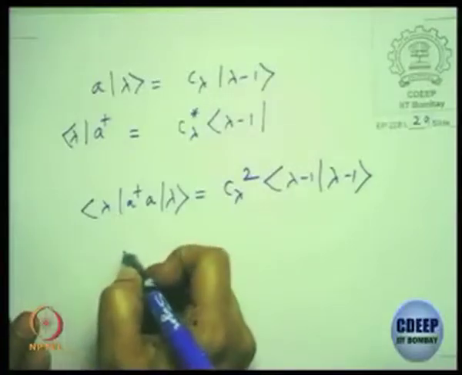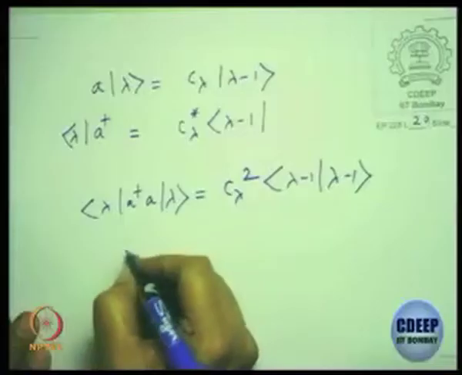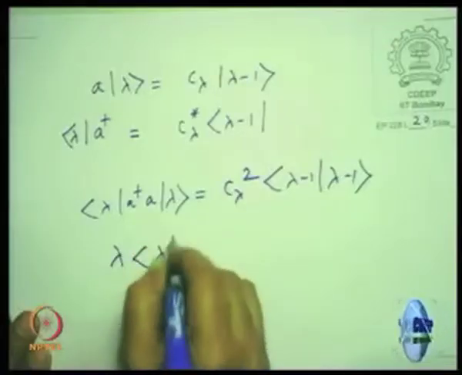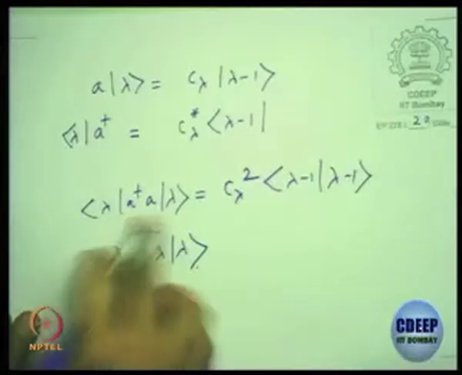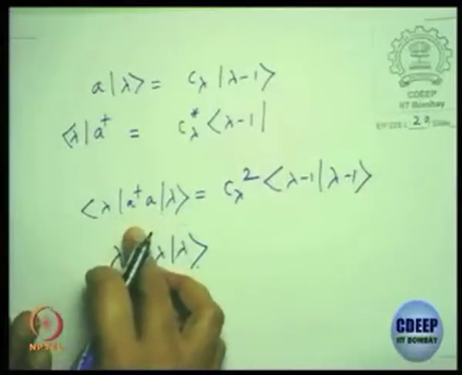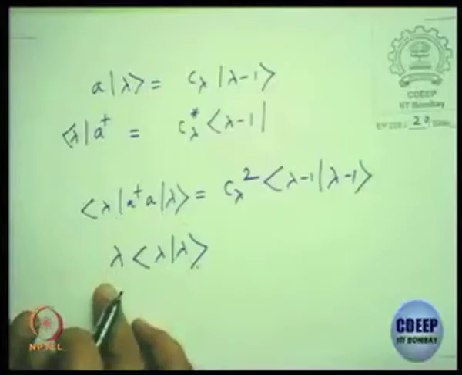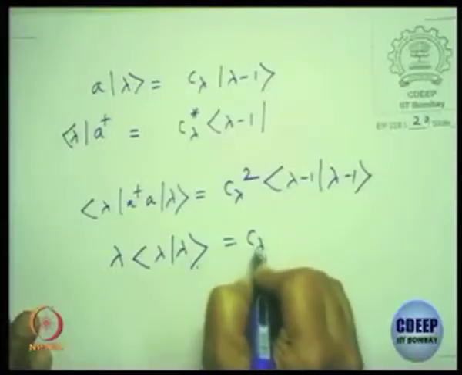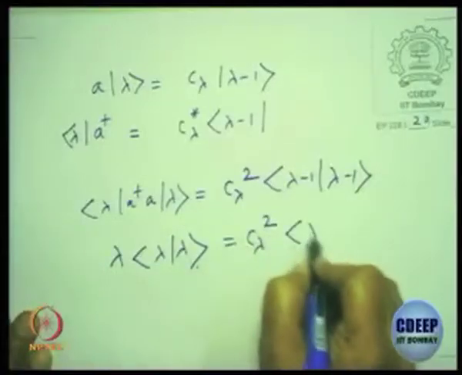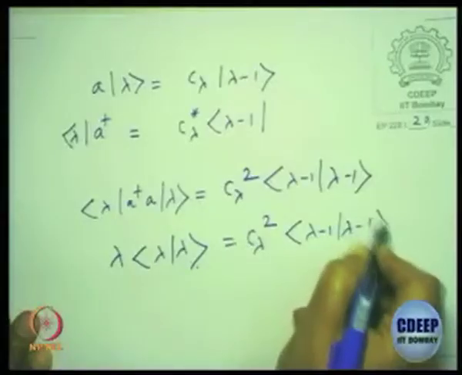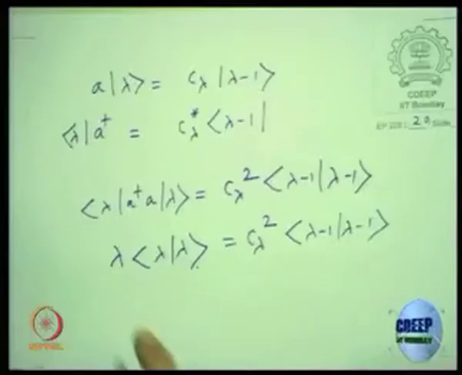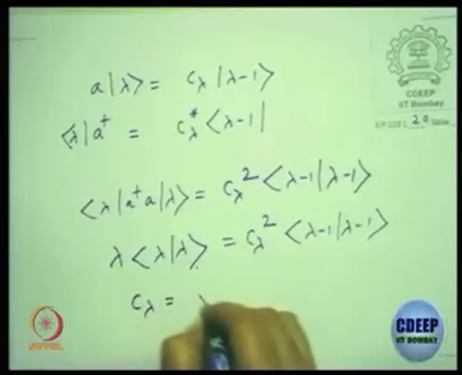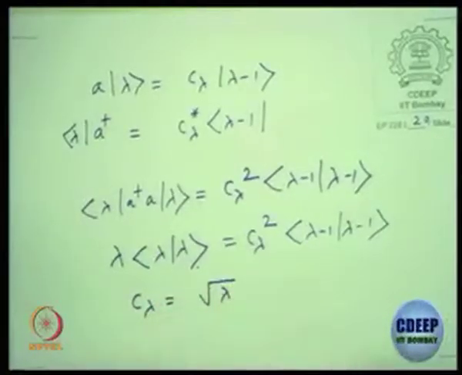Left hand side is lambda times, it's an eigenstate of the number operator with eigenvalue lambda, which is C lambda squared, lambda minus 1, lambda minus 1. So this implies C lambda, up to some phase factors, is square root of lambda.